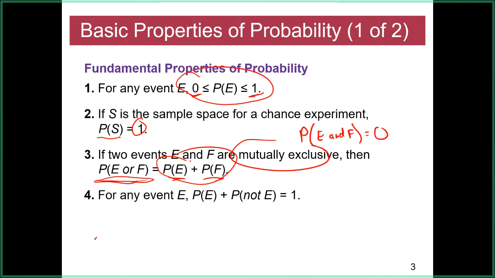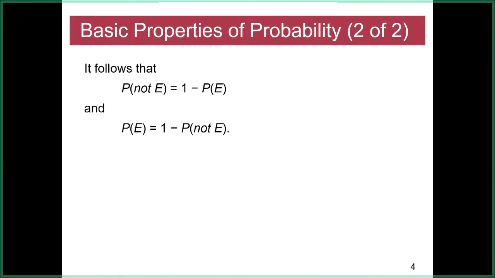They're mutually exclusive. And for any event E, the probability of that event and the probability of its complement add up to 1. That's a very useful tool when we are calculating probabilities. Sometimes it's easier to calculate the probability of the complement than it is of the event itself. So the probability of not E is equal to 1, the total probability of the sample space, minus the probability of E. Or the other way around, the probability of E is equal to the total sample space, 1, minus the probability of the complement, or the not E.